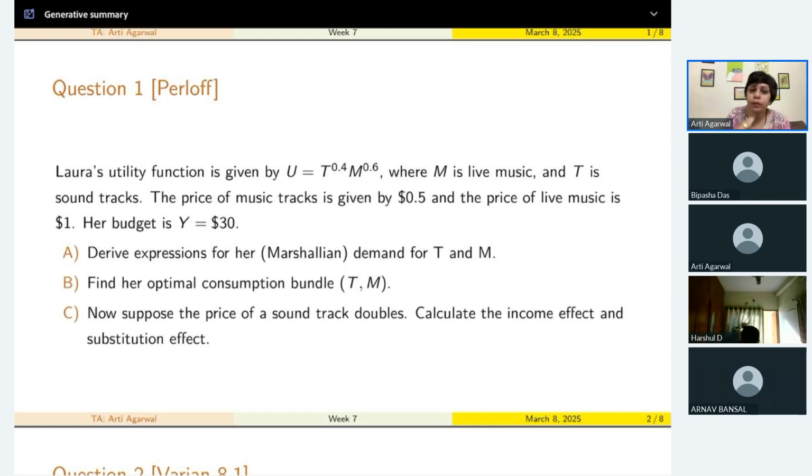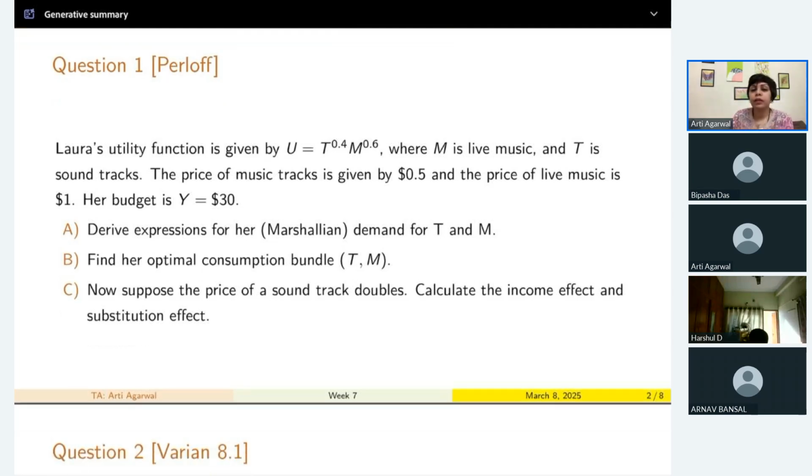You are given the utility function t to the power of 0.4, m to the power of 0.6, where m is live music and t is soundtracks. The price of music tracks is 0.5 and live music is 1. Budget is 30. We will come to the price and budget and all these values later. First, you have to derive an expression for the Marshallian demand for t and m, which is exactly what we just did.